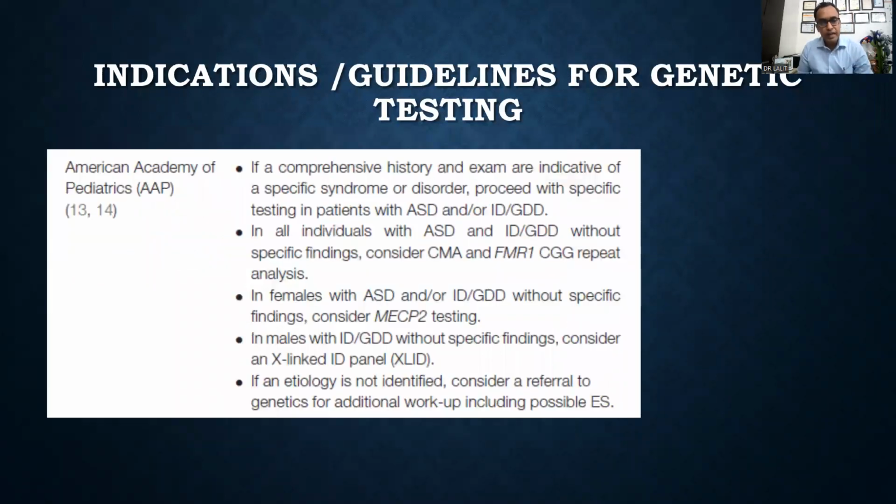If I go for the guidelines of the American Academy of Pediatrics, they say if a comprehensive history and exam are indicative of a specific syndrome or disorder, proceed with specific testing in ASD with or without ID or GDD. So they clearly say that without specific history or any indicative findings, you need not go for genetic testing for every ASD kid. For all individuals with ASD and IDD without specific findings, consider CMA and FMR1 CGG repeat analysis. So these are the guidelines as per the different organizations.